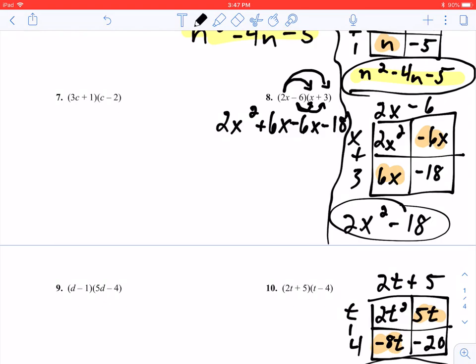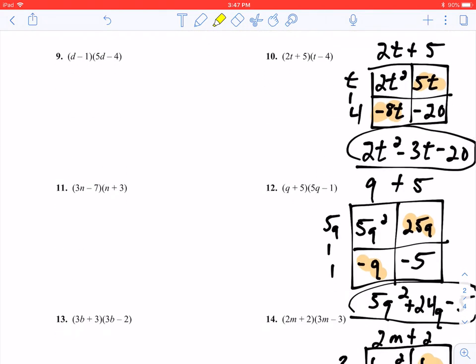Now moving from there, we have two like terms right there. So we have 2x squared, and then 6x minus 6x is 0x. So we don't need to write that, and we still have our minus 18. And as you can see, this is exactly the same as this. So once again, our answers match. That's great. Number 10.